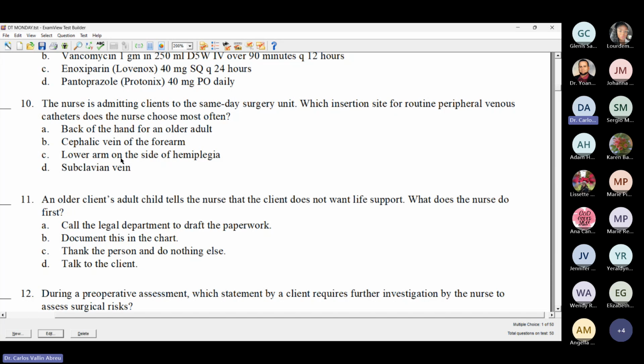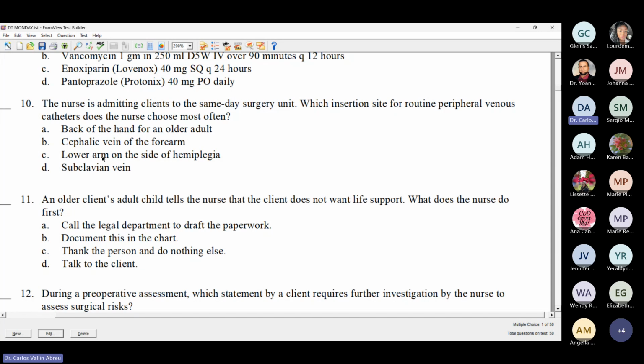cephalic veins, the forearm, lower arm on the side of the hemiplegia, subclavian vein. Nurses don't use the subclavian vein. The subclavian vein is reserved for doctors. It is an invasive procedure. You need to be a certified doctor, or trained as an advanced practice nurse, and it's a risky procedure. The main risks are arterial hematomas and pneumothorax. So it's a no-no for a registered nurse. Forget it. You can easily cross that out.